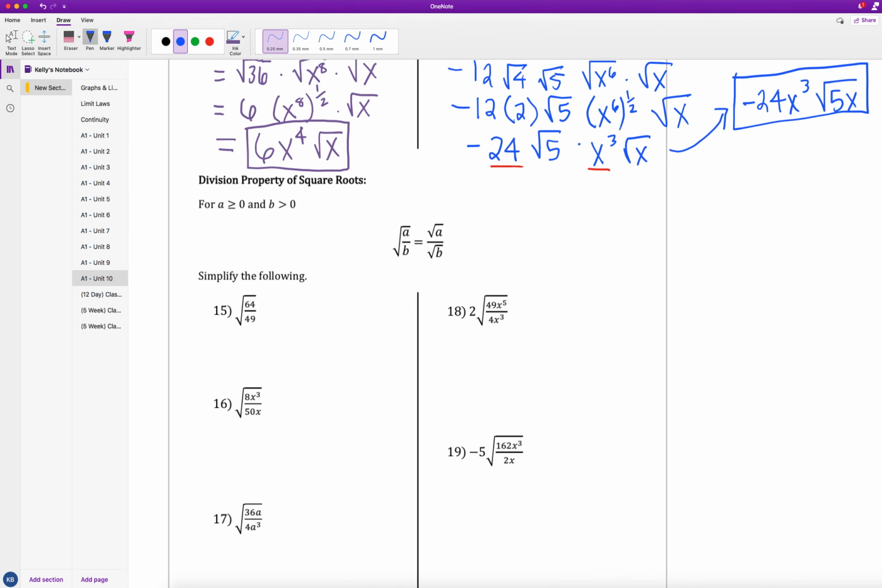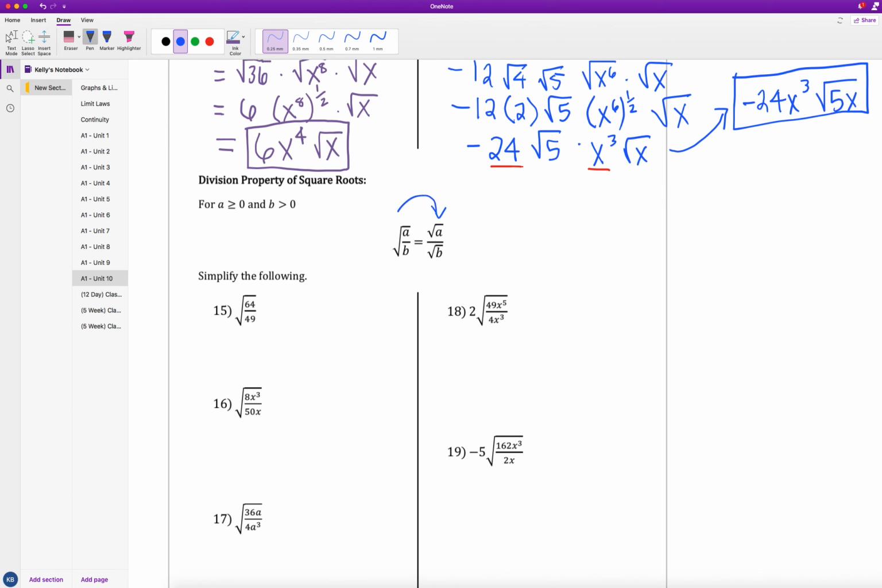So for this one, we're assuming that a is greater than or equal to 0, and b is strictly positive. The reason b won't equal 0 here is we're dividing by b, and we don't want to divide by 0. That's not valid in a math course. What the division property tells us is if I have the square root of a divided by b, I can break that apart into the square root of a over the square root of b.